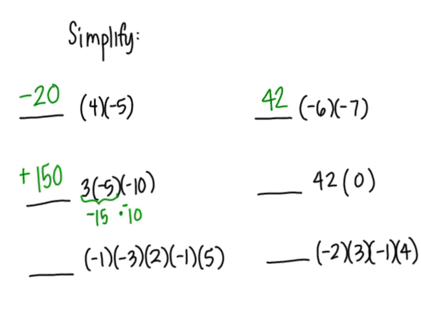Our next problem is a little out of place, but you have 42 times 0. I know that anything times 0 is just 0.